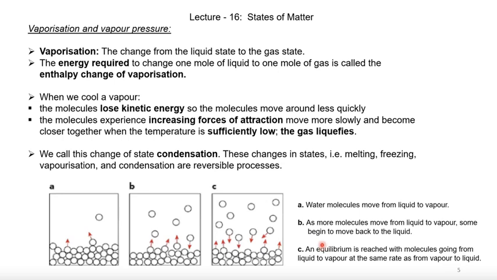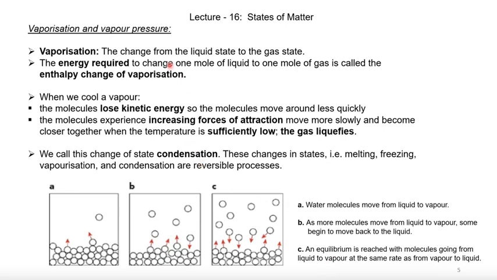Now, next slide. We would like to explain vaporization and vapor pressure. Here we can see that this is liquid water. Water molecules move from liquid to vapor. And the more it moves from liquid to vapor, we see that some of them come back as liquid also. And in C, we have an equilibrium where molecules go from liquid to vapor at the same rate as they come from vapor to liquid.